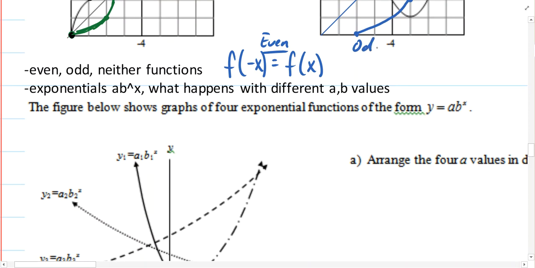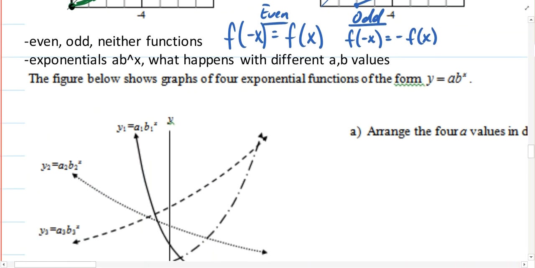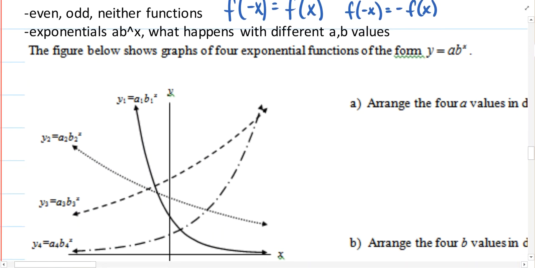We said that odd functions were defined in much the same way. When a function is evaluated at the opposite of x, we end up getting the opposite of the y value of the original function, and there's certain symmetry associated with each of those. So if you go back and review those definitions, you should be just fine with the questions regarding even, odd, and neither functions.